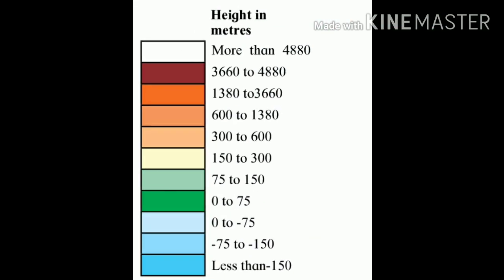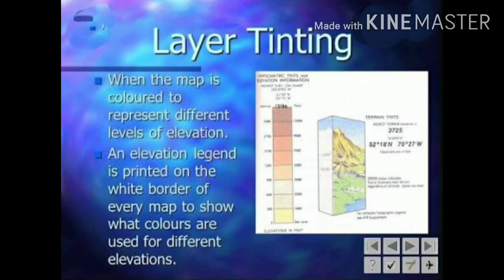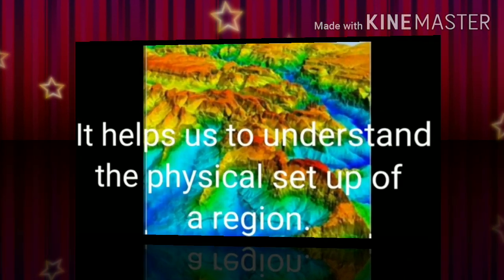The next method is the layer tinting method. This method is based on contour lines. In this method, the spaces between contour lines are filled with color. Each color indicates a specific height.